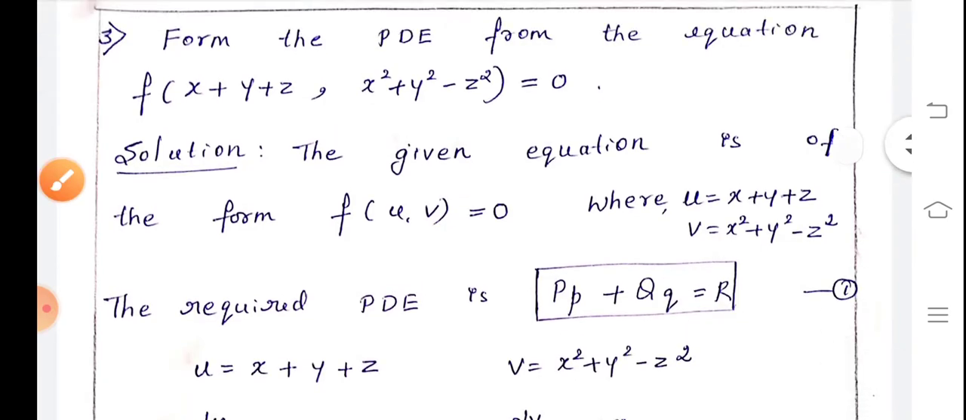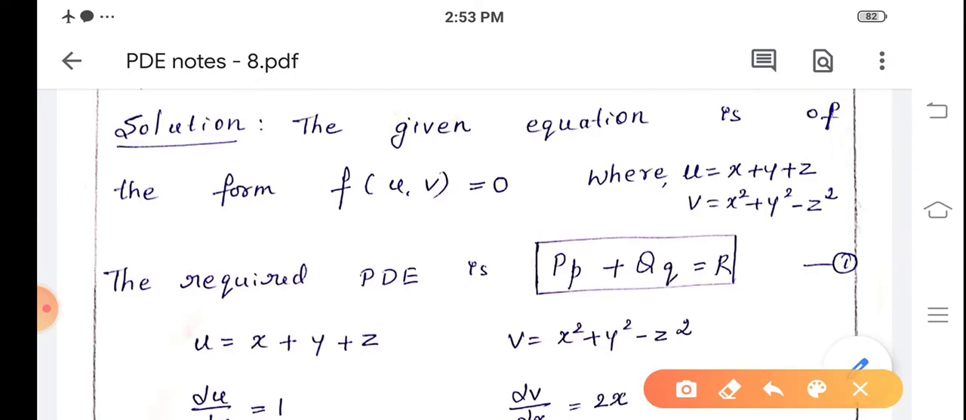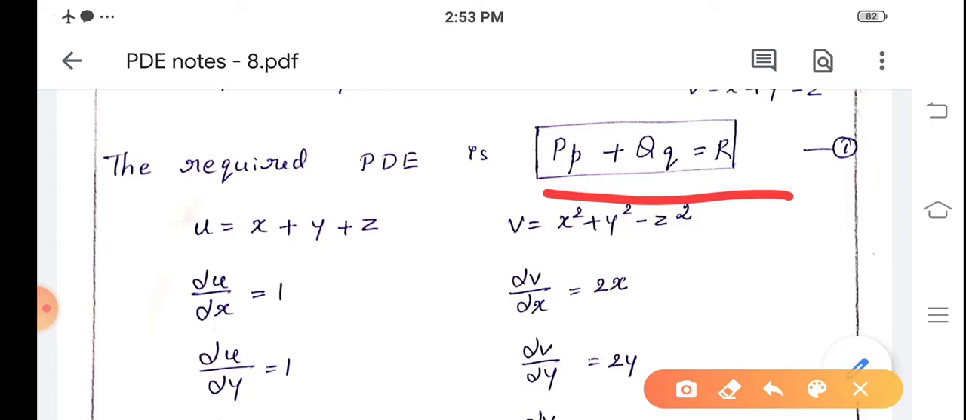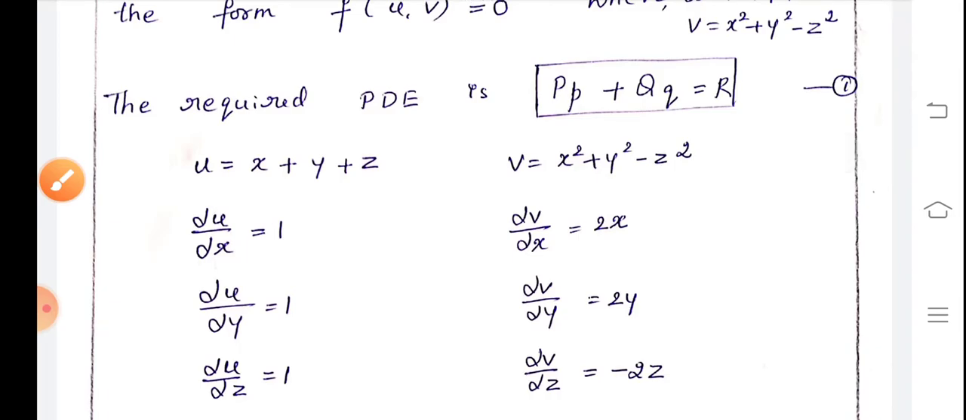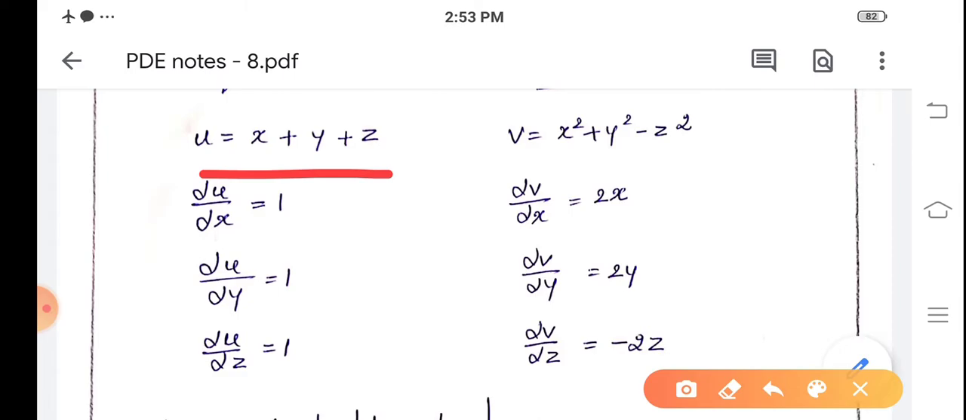Here we can observe that the given relation is of the form f of u, v equal to 0, where we write u is equal to x plus y plus z and v is equal to x square plus y square minus z square. The required partial differential equation is Pp plus Qq equal to R. Now here, to find P, Q and R, we require partial derivatives of u and v with respect to x, y and z. Now here, u is equal to x plus y plus z.